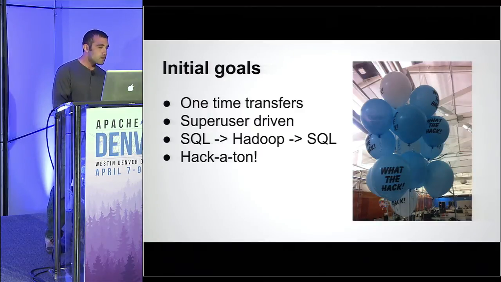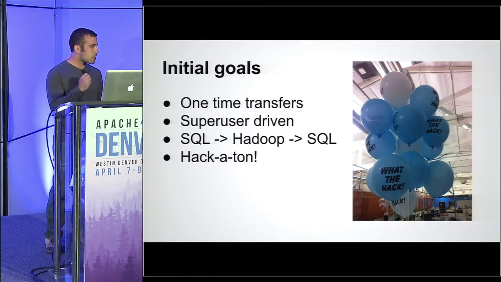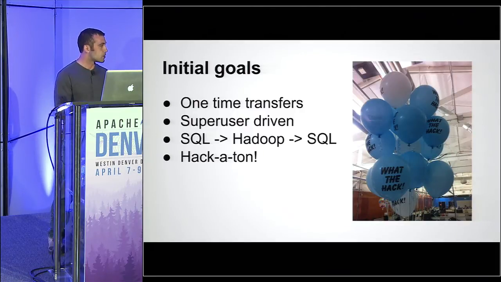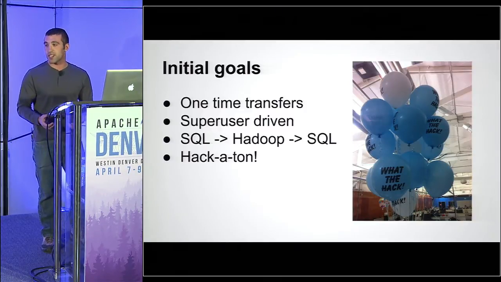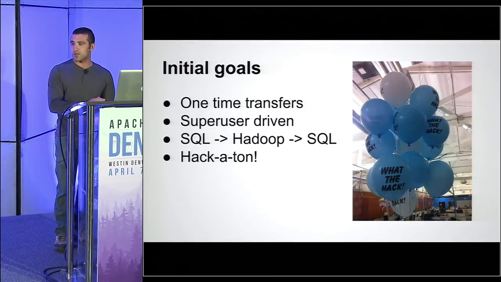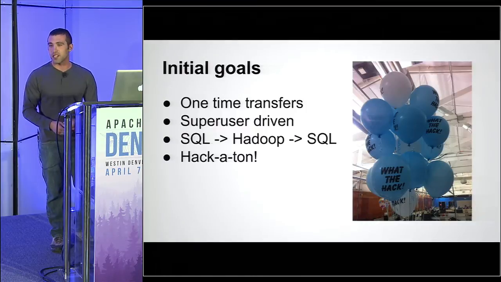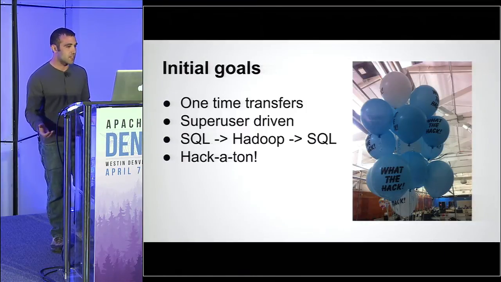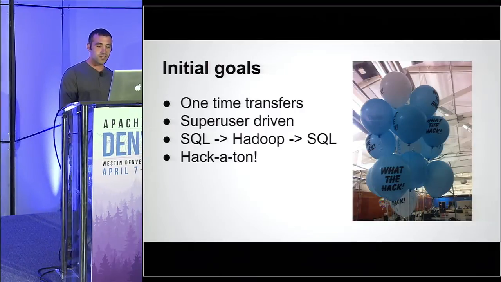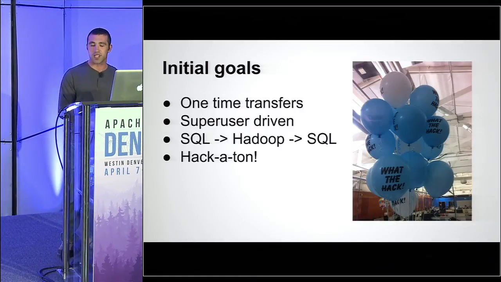Sqoop was actually a hackathon project from a former Cloudera member, Aaron Kimball. That's how it started off. Really, Sqoop had a couple of goals in mind when Aaron Kimball was building this. It was for one-time transfers. You have a bunch of data in your relational database systems, and you just want to transfer that data to Hadoop one time. Then you wait around a week, 2 weeks, maybe a month. Don't use Sqoop. And then you do it again. Also, you had to be a super user to do this kind of thing.